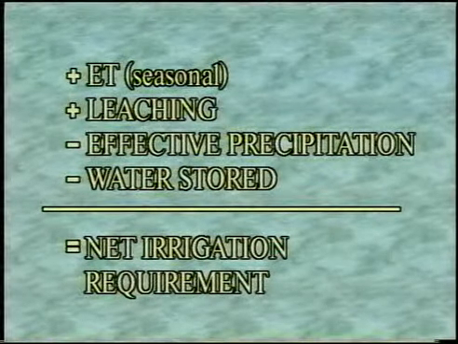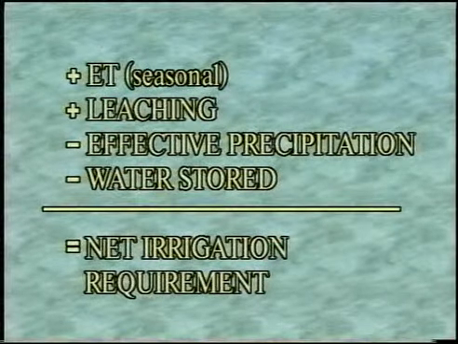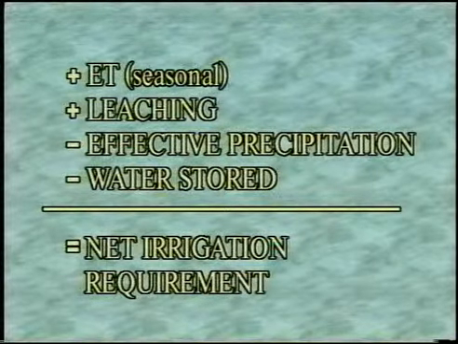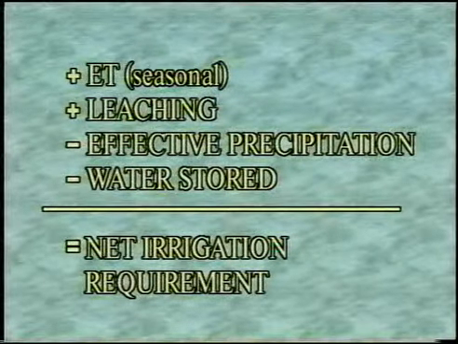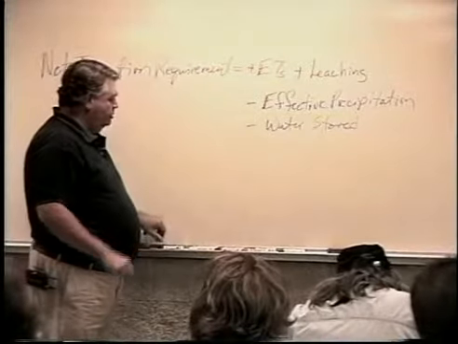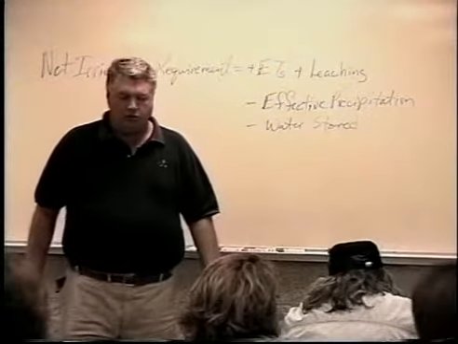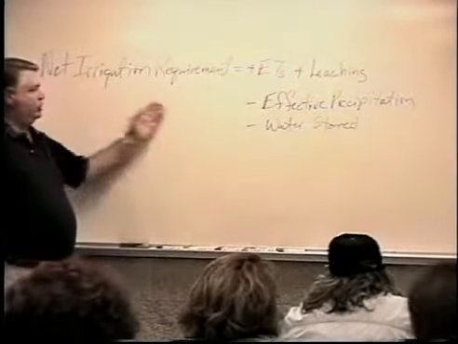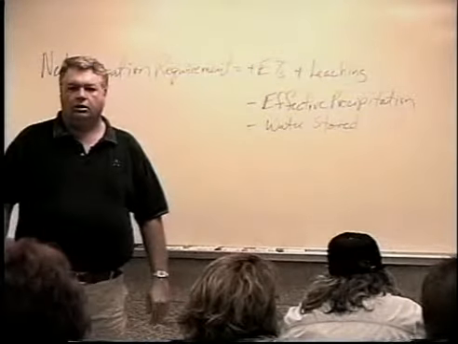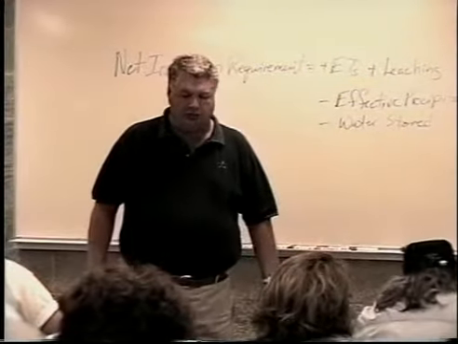So we have two pluses, the ET and the leaching, that are going to have to be irrigated in. We subtract how much precipitation we get from that value, and we subtract the water stored that we've put in the previous crop year, or residual carryover water that was left in the soil from the previous crop year. So that will tell us how much irrigation we need to apply in a given year. And so we can plan our water.